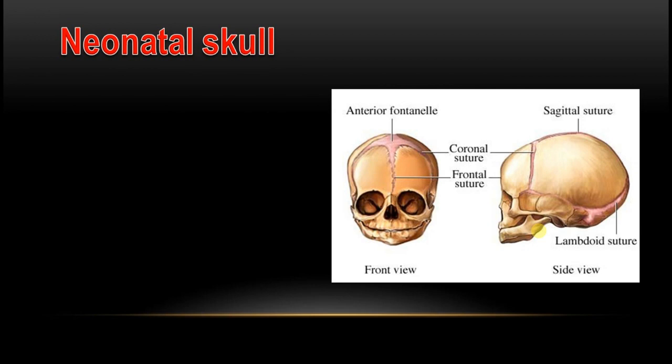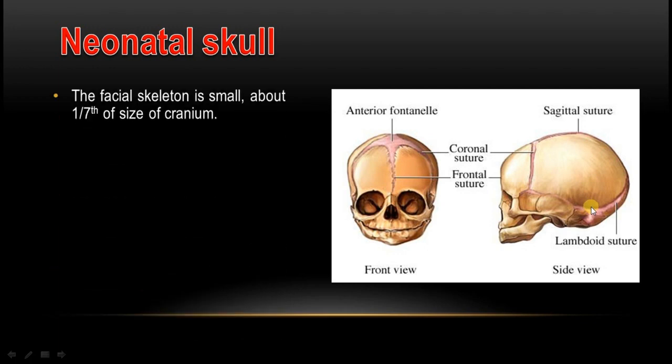Finally, coming to the neonatal skull. If you look at the neonatal skull, the facial skeleton is very small and rudimentary. It is not developed, whereas the neurocranium is large, and you can see certain unossified membranous areas. They are called the fontanelles. Okay, so it is only 1/7 of the size of your neurocranium or the cranium or the head. That is the facial skeleton, rudimentary.